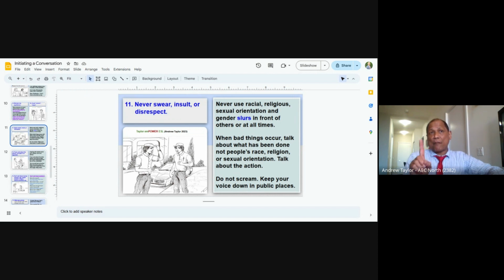Do not mention the country. Do not mention the sexual orientation. Do not mention the religion. If you do that, you are creating discrimination against other people. I hope you understand me. When bad things occur, talk about what has been done, not people's race, religion, or sexual orientation. Talk about the action, not the color of the person. Talk about the action, not the religion of the person.